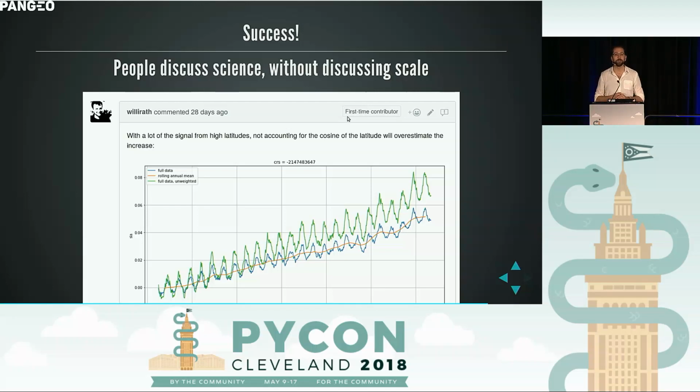So the example I showed you was incorrect. Someone showed up and said, hey, you're actually not accounting for the fact that the poles are a little bit different from the equator. You're not doing spatial averaging correctly. If you do that spatial averaging, you'll find that sea level rise has actually been a bit larger than you're anticipating. There's a long conversation where scientists talk about the various merits of various weighted averaging schemes that I don't understand. But never, ever do they mention scale or data size problems.